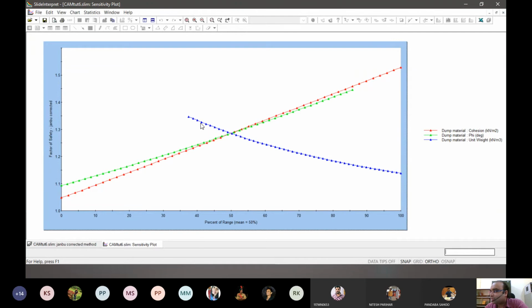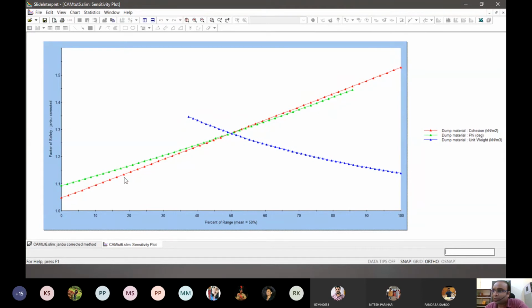And you see how these variations are there. So the unit weight basically doesn't give a linear effect; it has a curvilinear, negative curvilinear effect. And we have basically varied it from different levels. Because I have plotted different values, it is not giving the exact number here. It is just giving the variation. So 0 to 100 is the variation, 50 is the mean, which was given. And on the basis of those variations, you can see how factor of safety is changing.